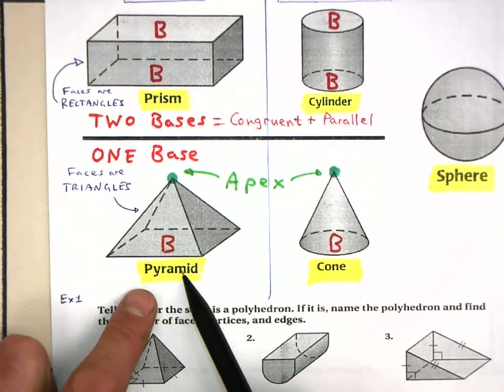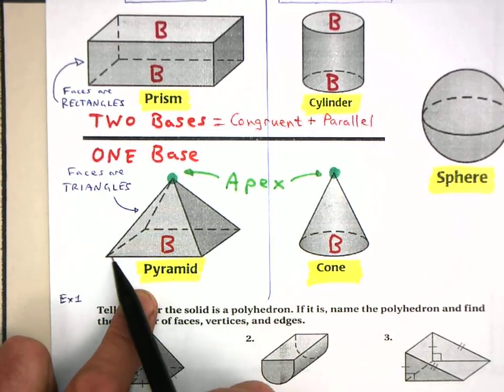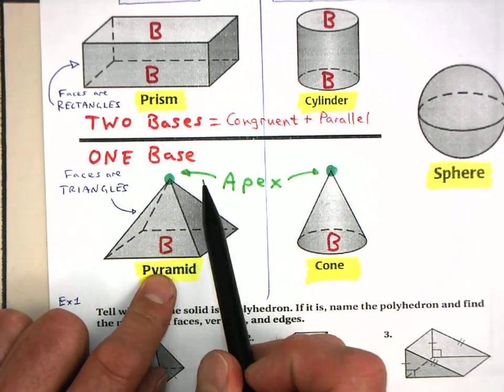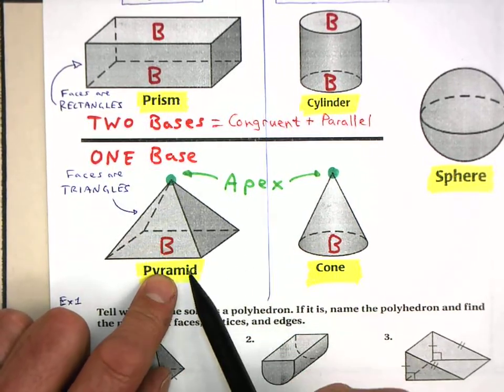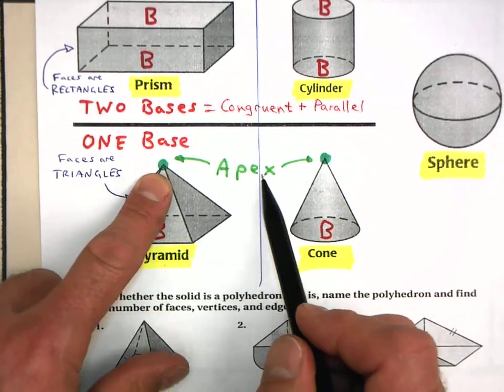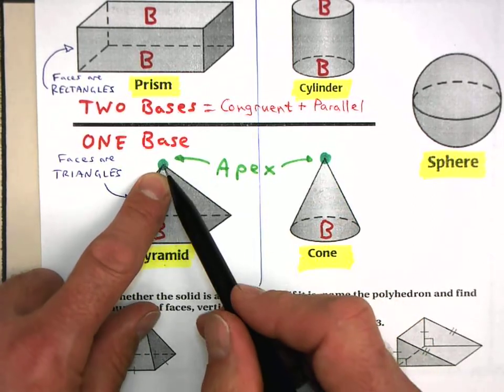Whereas for a pyramid, there's only one base here. There is not another base that is congruent and parallel to it, because everything is pushed up into what we call the apex. This is a vertex, yes, but it is a unique vertex.